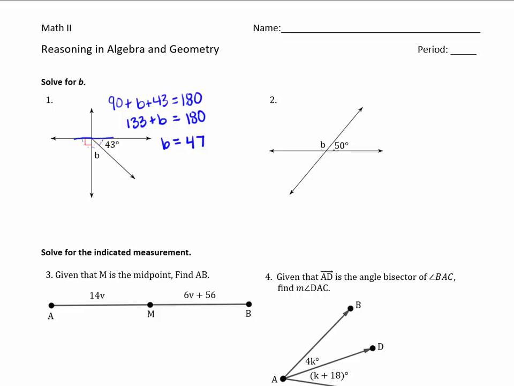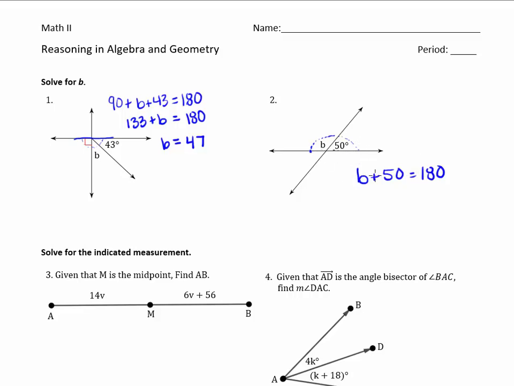All right, problem number 2. Once again, we've got this straight line right here, so we know that this right here has to be 180 degrees. This angle b plus 50 has to make 180. So b plus 50 equals 180. We call those supplementary angles, two angles that have to add up to 180. In fact, technically it's a linear pair because they form a line, they're adjacent to each other. So this is actually a linear pair which has to add up to 180.